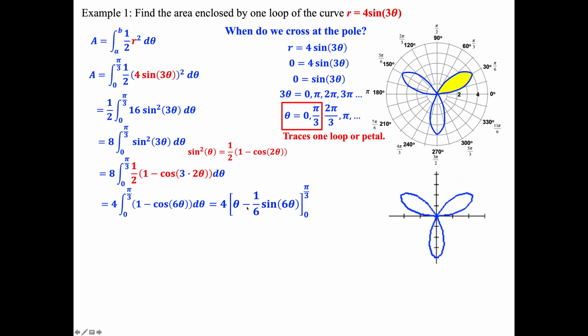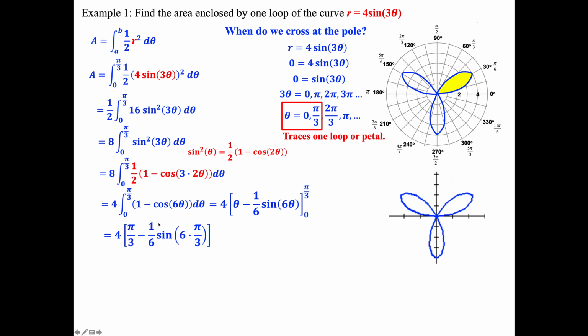And so now we're going to evaluate this. Well, the first thing I notice is that we got a 0 down here. So sine of 6 times 0, that's still going to be 0, so we don't have to put in the 0. That's all going to cancel out. So we just have to plug in the 4 pi over 3 and see where that's going to get us.